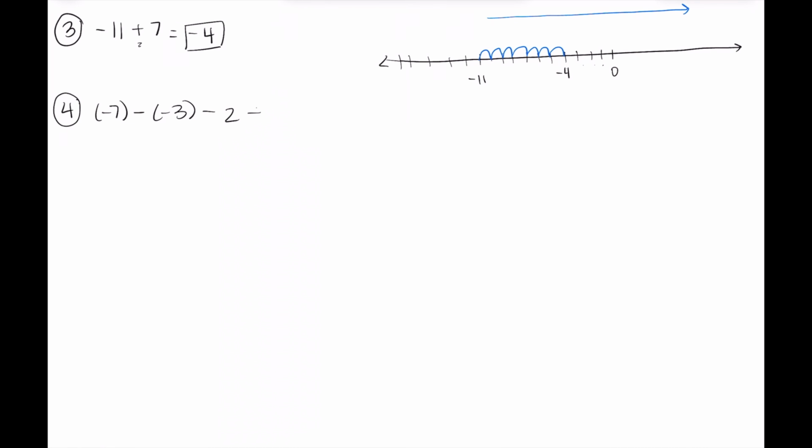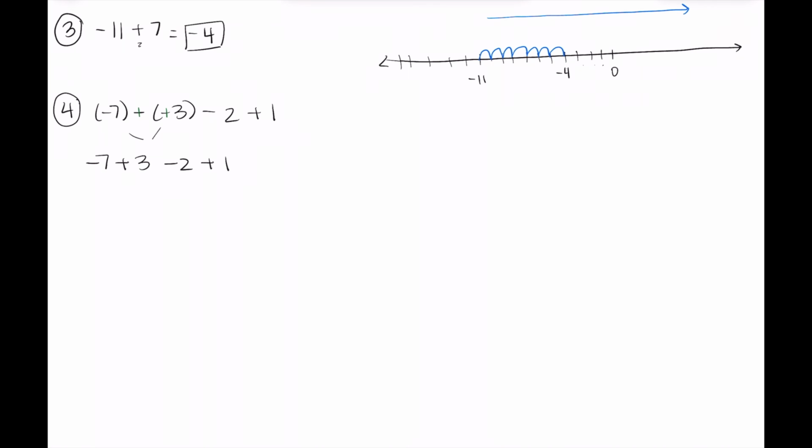So for number 4, we're going to have a longer problem. We have -7 minus -3 minus 2 plus 1. And we're going to start off with the -7 minus -3. And again, this is the rule from our last video. When you have double negatives, they turn into a positive. So that ends up being -7 plus 3.